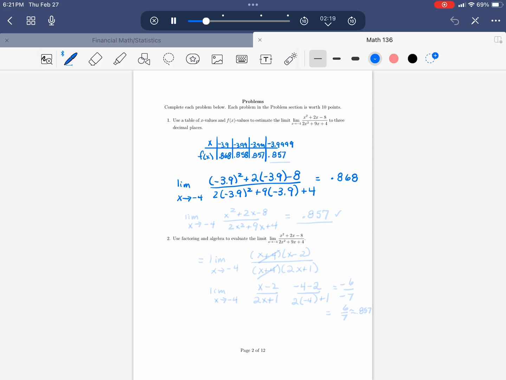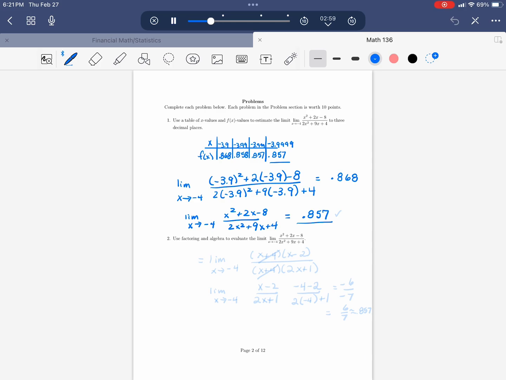So what you find as you get closer and closer to -4, the limit is going to be 0.857. So the limit as x approaches -4 for this function is equal to 0.857. Okay, so that is your answer for number 1. Okay, let's go to number 2.